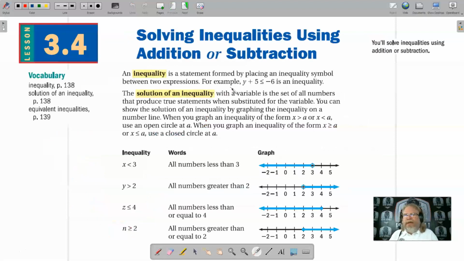So that's everything I have for Chapter 3, Lesson 4, Solving Inequalities Using Addition or Subtraction.